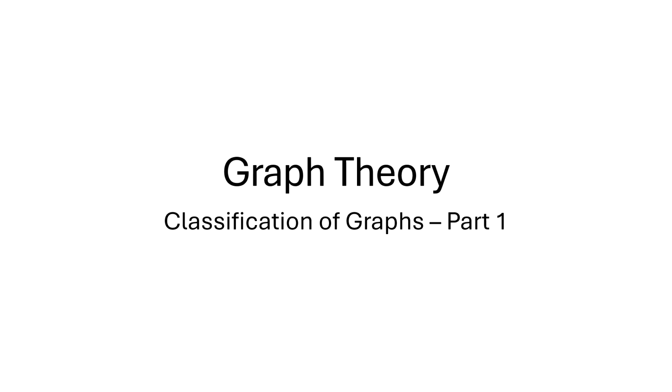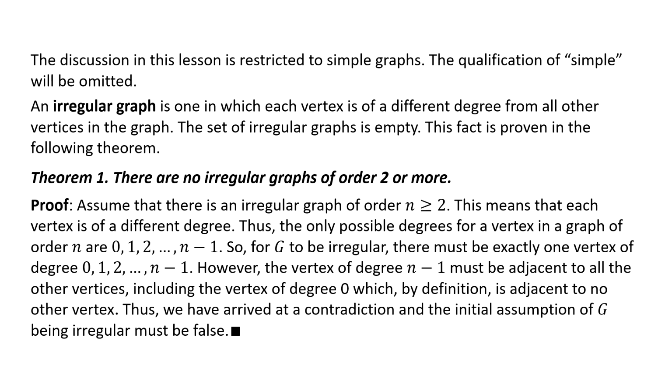Welcome to graph theory. This is the first part of a two-part set of lessons on classification of graphs. For our classification of graphs, we're only going to talk about simple graphs. Those are graphs that have no loops, in other words, no edge going from a vertex back to itself, and also having no multiple links between two vertices.